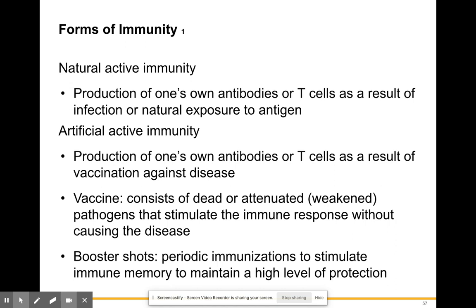Okay, if you get an MMR vaccine, a mumps, measles, rubella vaccine, or if you get chickenpox vaccines, or if you get the influenza vaccination, you could have, you know, symptoms of those diseases for a day or two while your body tries to fight it off. Okay, because those symptoms are due to the immune response, right? Those symptoms aren't due to you being infected with the virus because you don't even have the real virus in you.